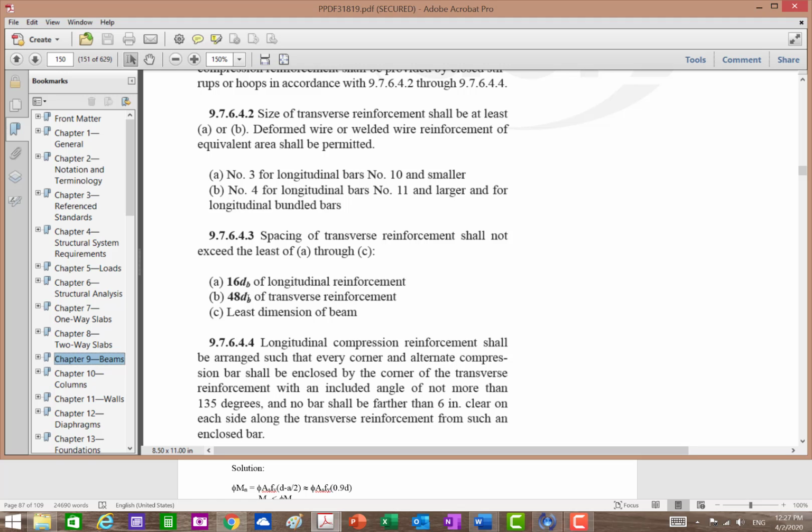If you use a number 3 stirrup, that will be a diameter of 3/8, and so that would be 18 inches spacing. So far, that one governs, you're using 1 inch. Or the least dimension of your beam. So you have your width and your height. In most cases, the width is the one that controls. So you look at these 3 numbers and you pick the smallest, and that's how you place your ties.